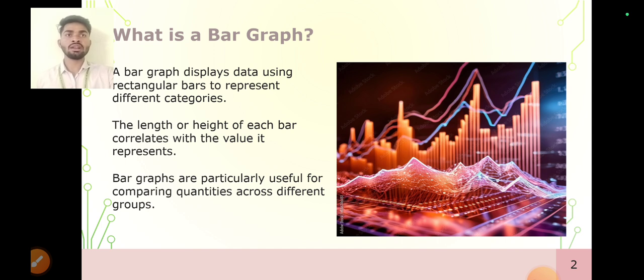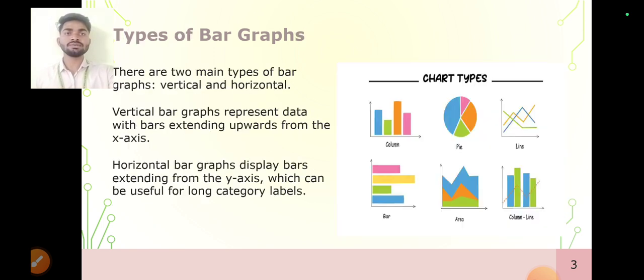What is a bar graph? A bar graph displays data using rectangular bars to represent different categories. The length or height of each bar corresponds with the value it represents. Bar graphs are particularly useful for comparing quantities across different groups.